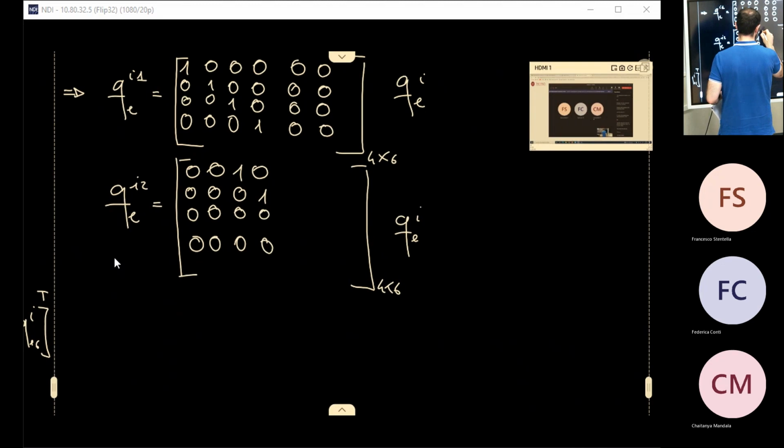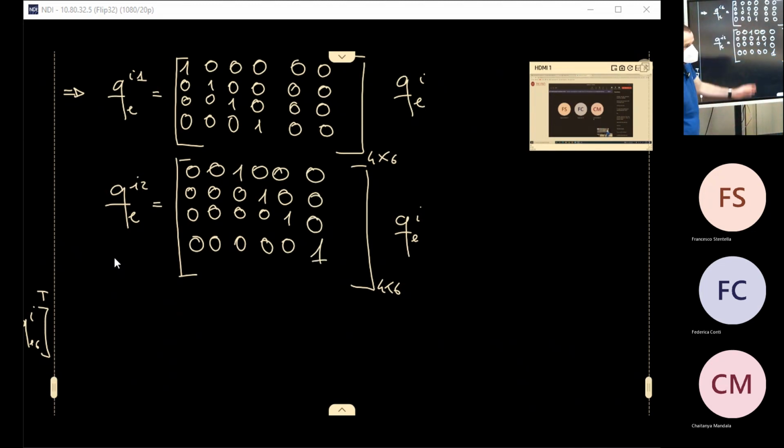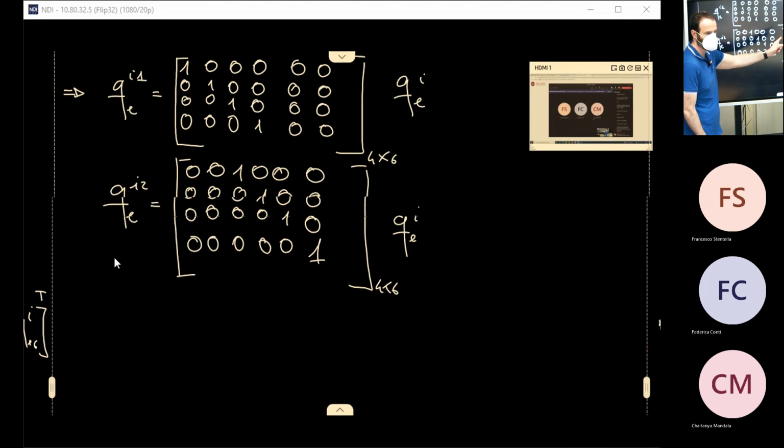So you see, it's really just a matter of ones and zeros. And that's why they are called Boolean operators, because it's just 1 and 0. It's just a matter of selection. But when you say this thing, eventually, what is it that you're saying?